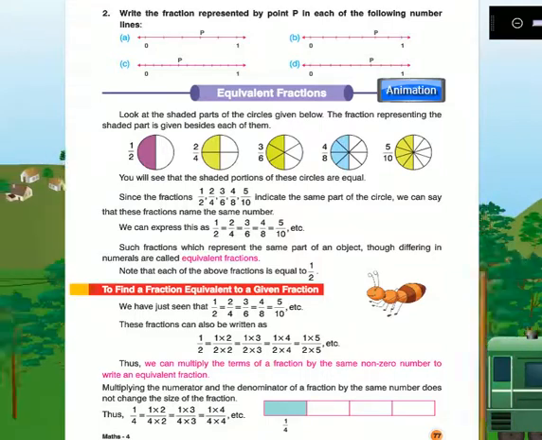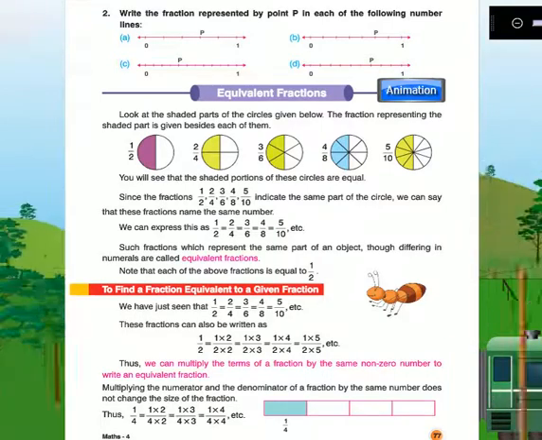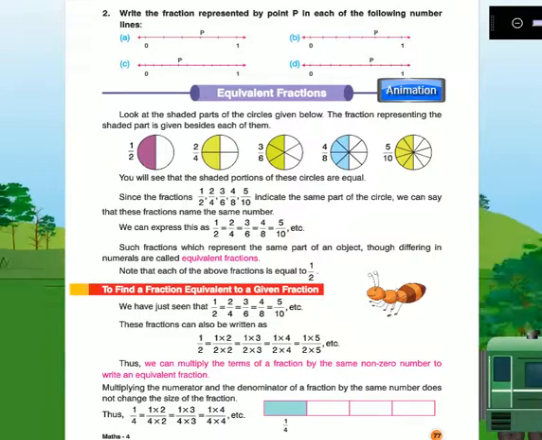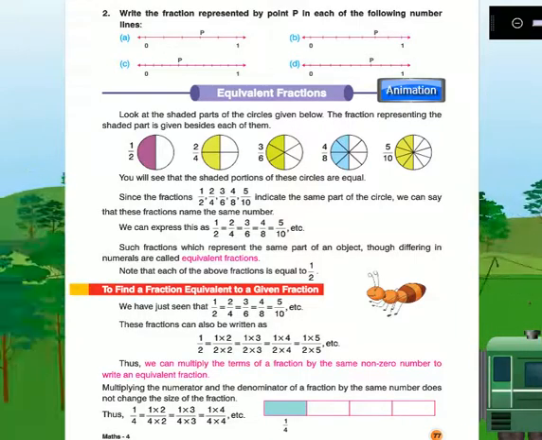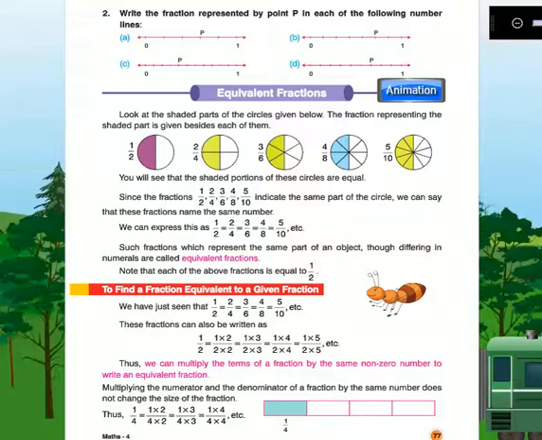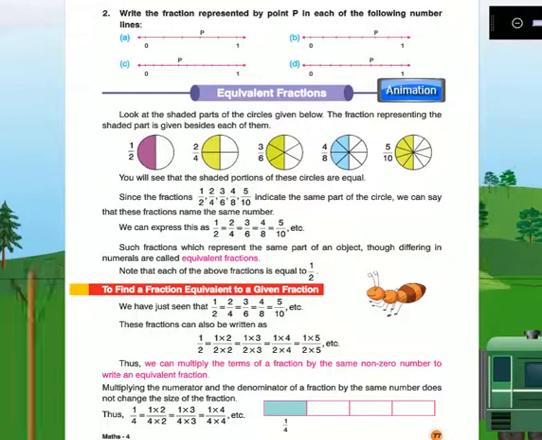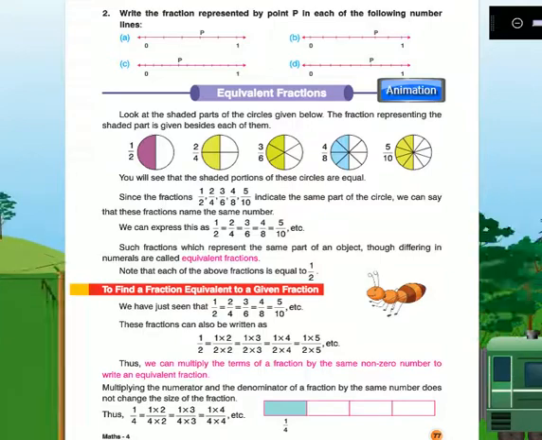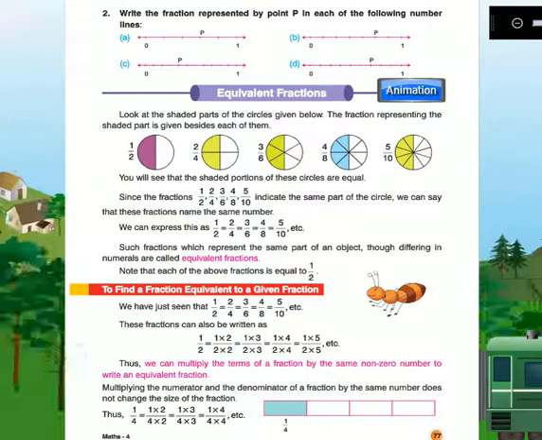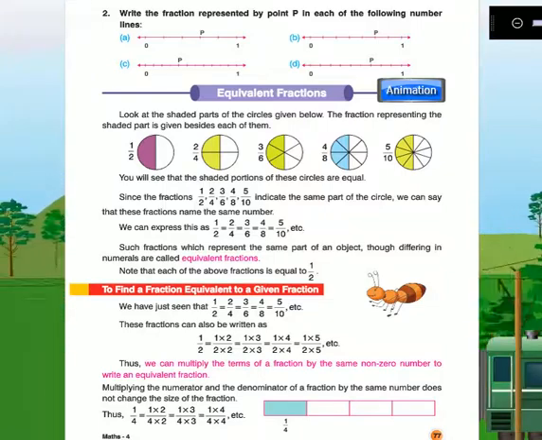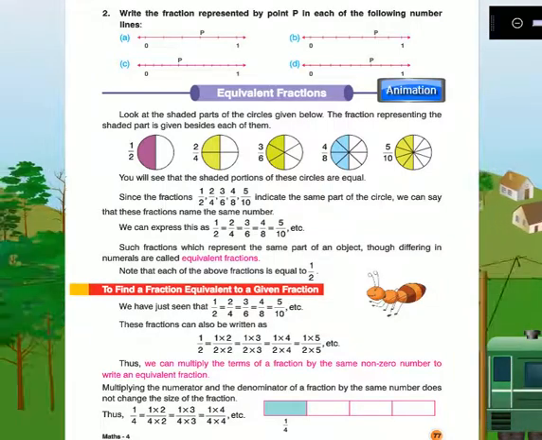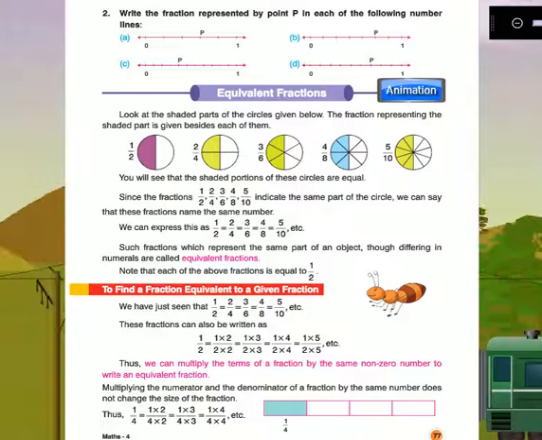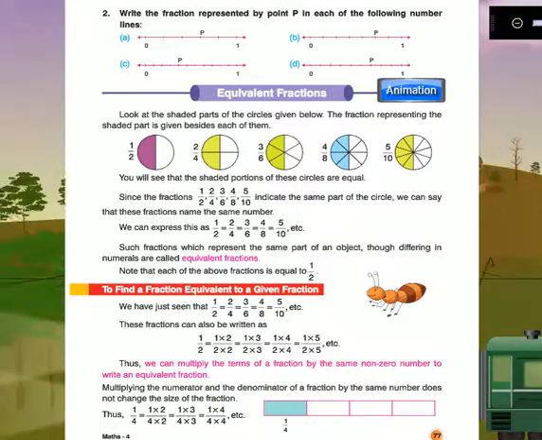To find a fraction equivalent to a given fraction, we have just seen that 1 by 2 is equal to 2 by 4 is equal to 3 by 6, which is equal to 4 by 8, which is equal to 5 by 10, etc. These fractions can also be written as 1 by 2 is equal to 1 into 2 by 2 into 2, which is equal to 1 into 3 by 2 into 3, which is equal to 1 into 4 by 2 into 4, that is equal to 1 into 5 by 2 into 5, etc. Thus, we can multiply the terms of a fraction by the same non-zero number to write an equivalent fraction.